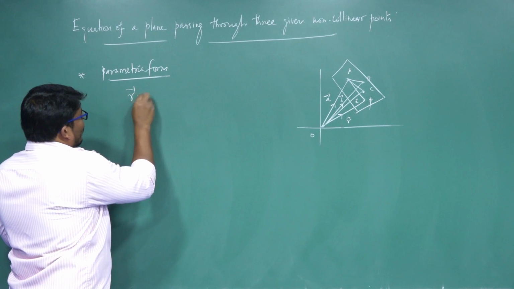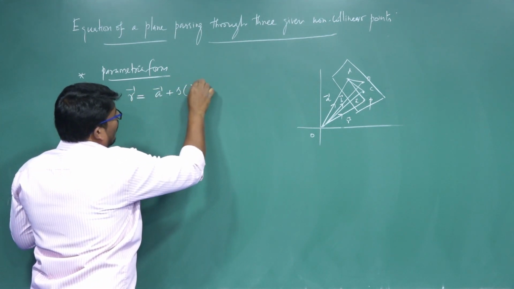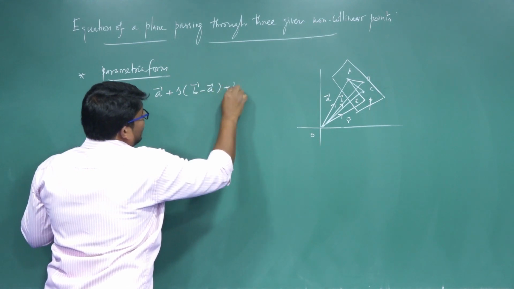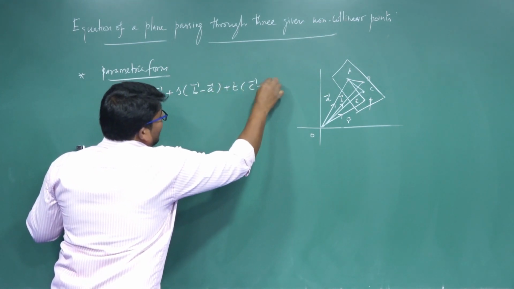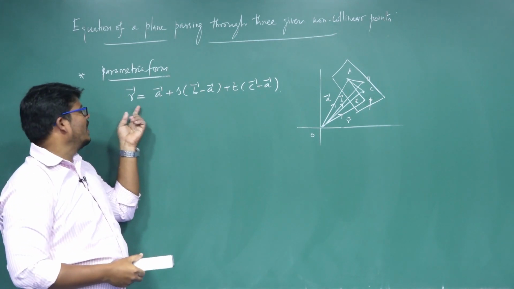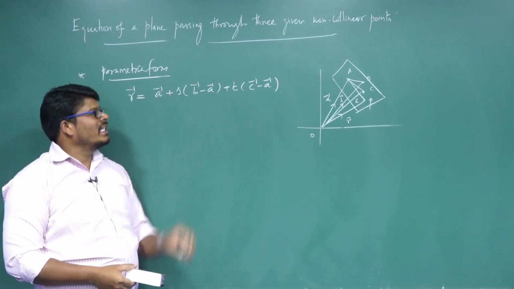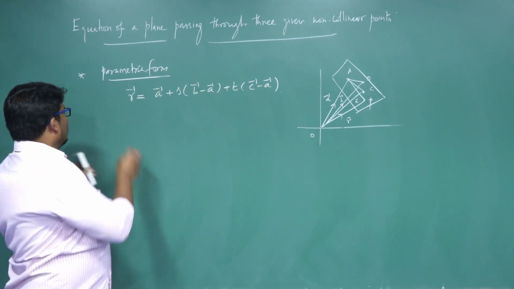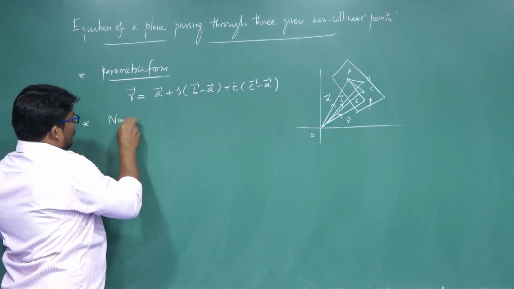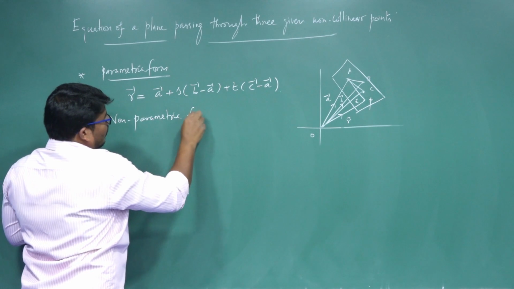r vector equals A vector plus s of (B vector minus A vector) plus t of (C vector minus A vector). That is the parametric form of vector equation. The next one, the non-parametric form.